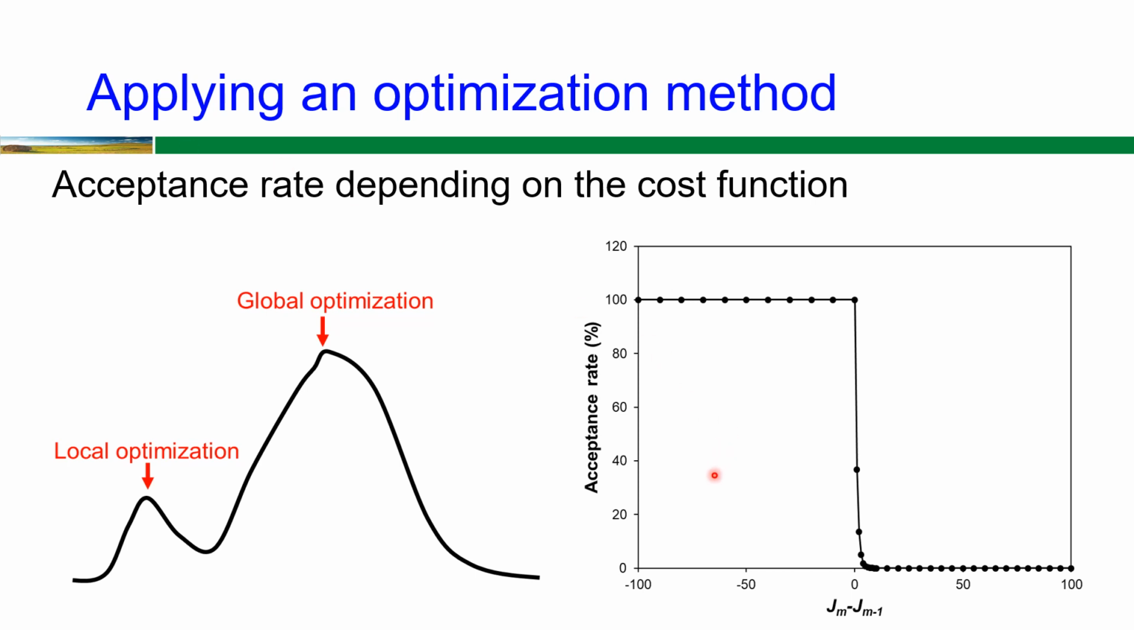On the right panel here, we can see that when Jm is smaller than Jm minus 1, the acceptance rate is 100%. But when Jm is bigger than Jm minus 1, there is a chance to accept the proposed parameters, but the acceptance rate decreases steeply.